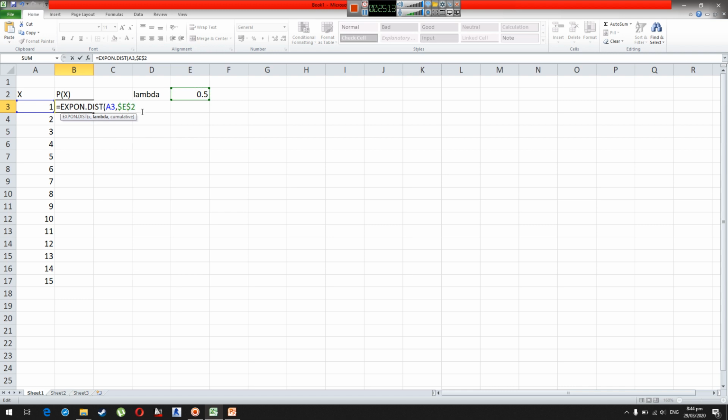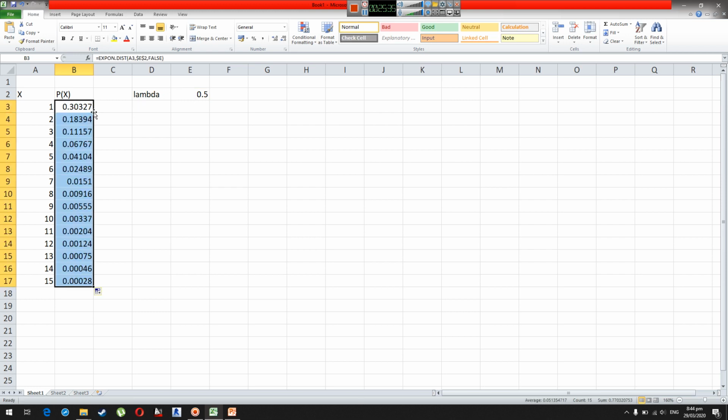I'm not going to determine the cumulative value. I'm just determining the density value, so I will take it as false. Now 0.303 is the exponential distributed probability value for 1 when lambda is equal to 0.5. And if you take it till 15, that will give you different values of the exponential distribution for different values of the random variable. Let me plot that.